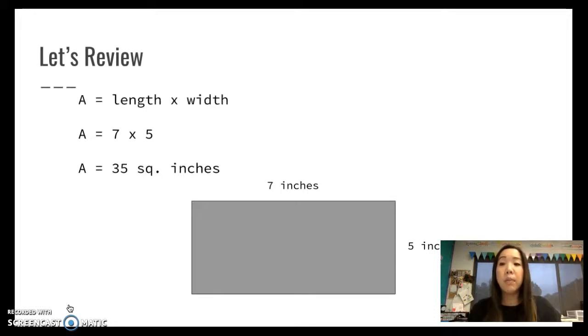All right. Moving on to the area, the formula for area is to multiply the length times the width. I know that my length is 7 inches and my width is 5 inches. And remember, for area, we always need to label our units with square. So when we multiply 7 times 5, we get 35, and our label is square inches.